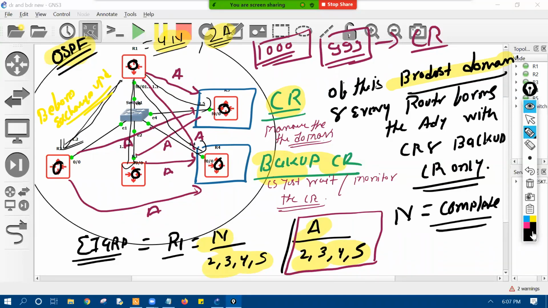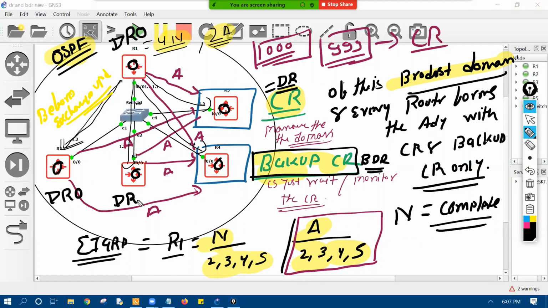And that CR is known as the DR of the OSPF. And backup CR is known as the BDR of the OSPF, and the normal routers will become the DROther. Those routers will not become the DR and BDR. Automatically, they will become the DROther.